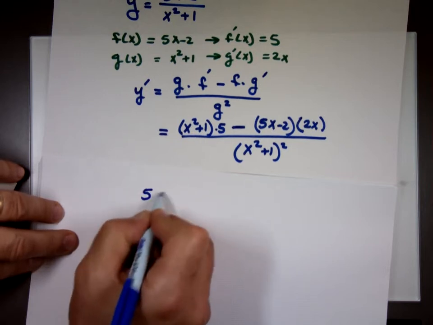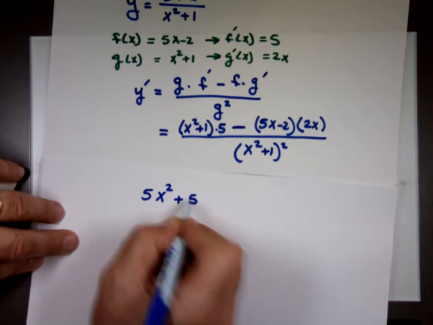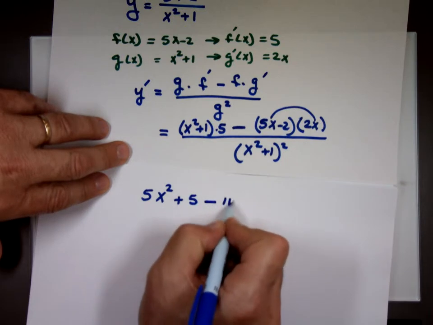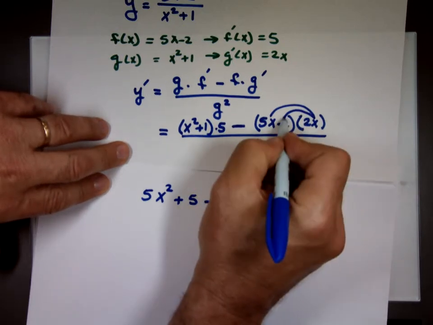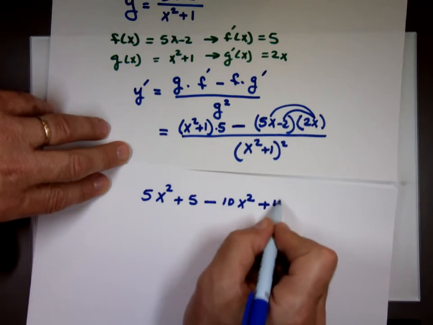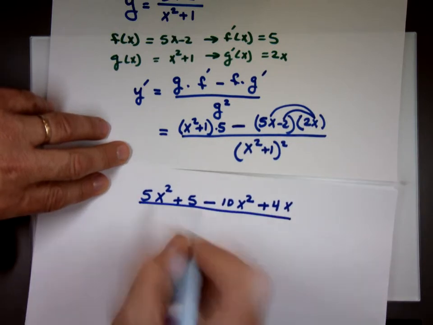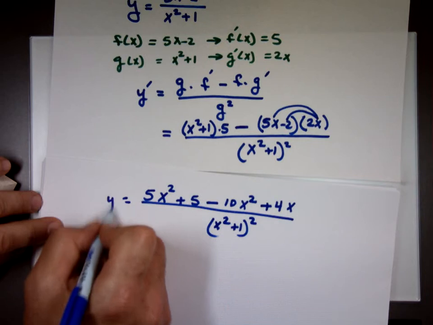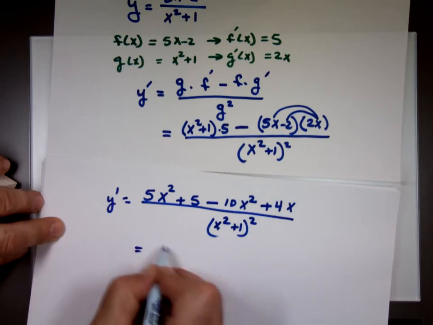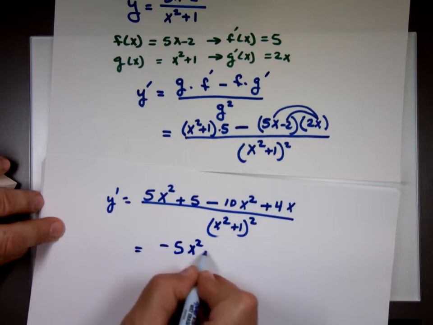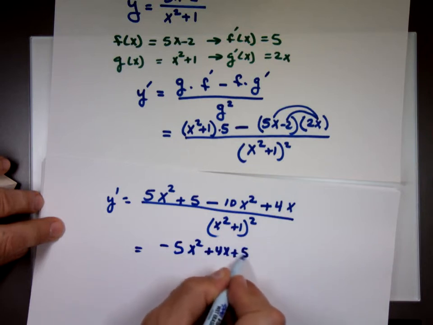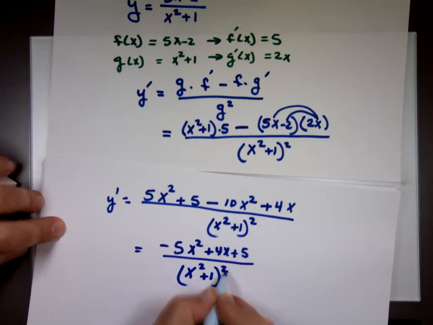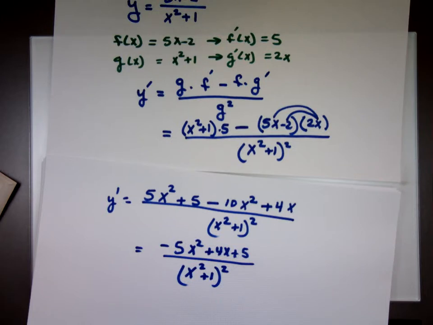So that'll be 5x squared on the top plus 5. What's 2x times 5x? That's a minus 10x squared. That's a plus 4x, because minus a minus is plus. And what do we have? Negative 5x squared plus 4x plus 5 over x squared plus 1 squared.